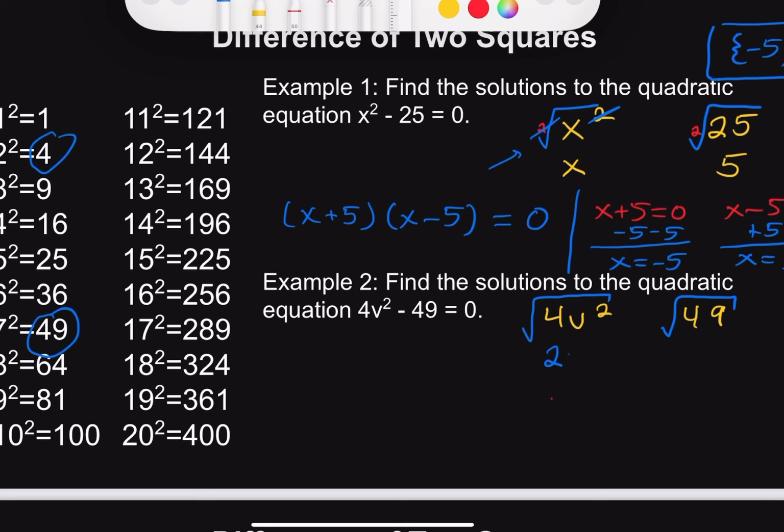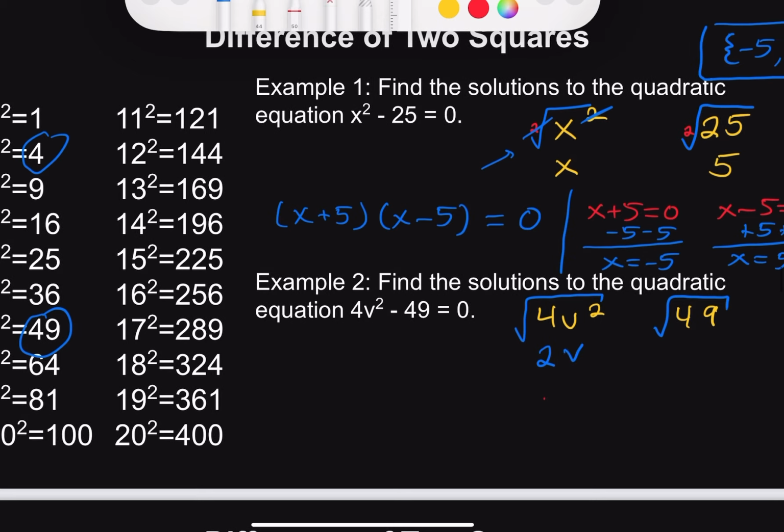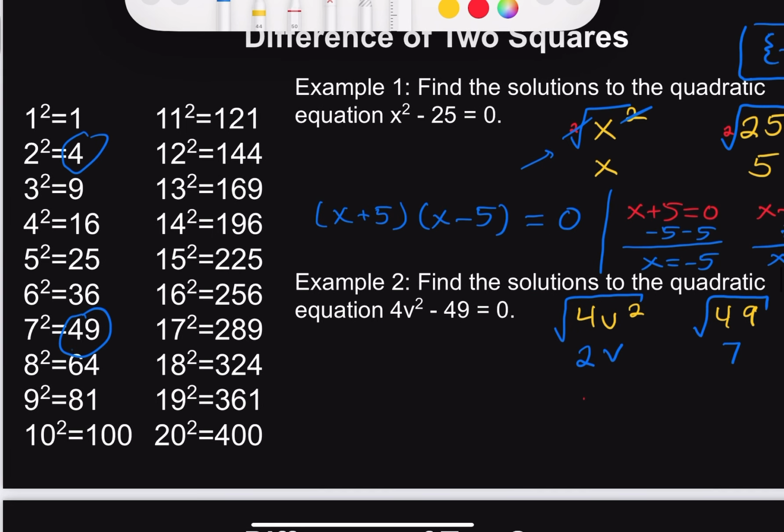Same thing, just a different variable. Then for 49, the square root of 49 is 7 because 7 squared is 49, going in reverse. So then step 3 is to take the sum of those terms, 2v plus 7, multiply it with the difference of those two terms, 2v minus 7, and set it equal to 0.